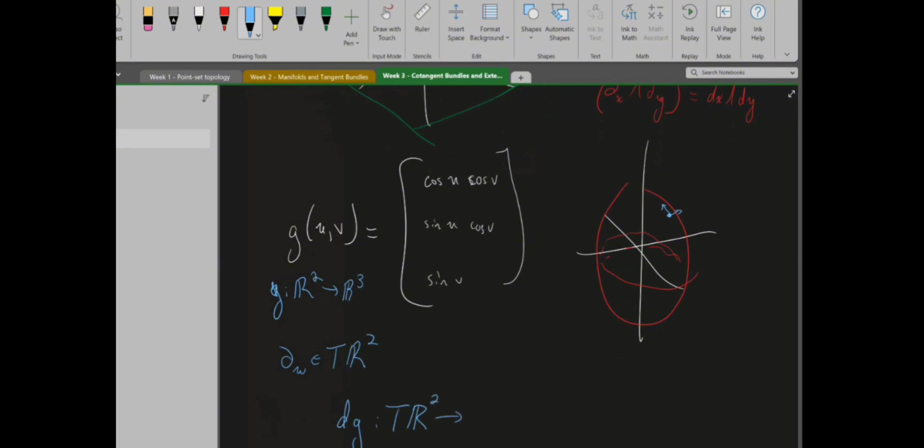So dg takes you from the tangent space of R2 to the tangent space of R3. And this thing now is dg of del u. And this is dg of del v. Hopefully that makes sense. So now you actually get a basis for your tangent space at this point. So where was I going with this? We're trying to integrate things, and we want a volume form.